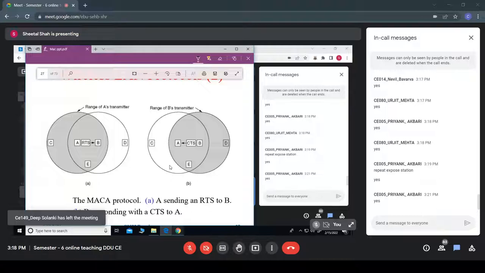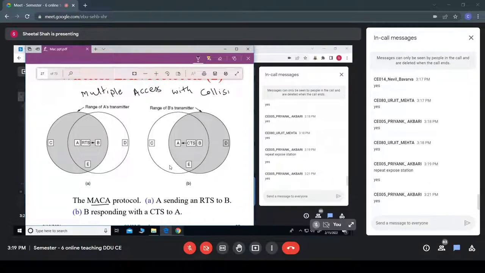For this, the MACA protocol, multiple access with collision avoidance, was introduced. It overcomes, up to some extent, this hidden station and exposed station problem.